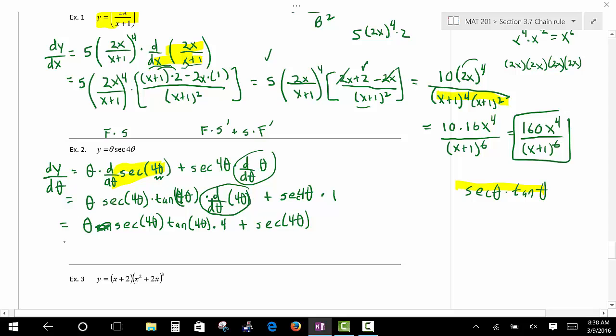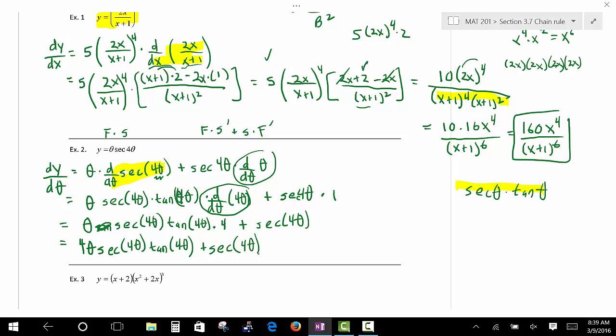So the best way to write this answer is a couple of things you could do on this. Probably bring the 4 in front, so you would have 4 theta, secant 4 theta, tangent 4 theta, plus secant 4 theta like that. Now you could stop there. I mean, that's a fine derivative and it's simplified. There is one thing you could do.